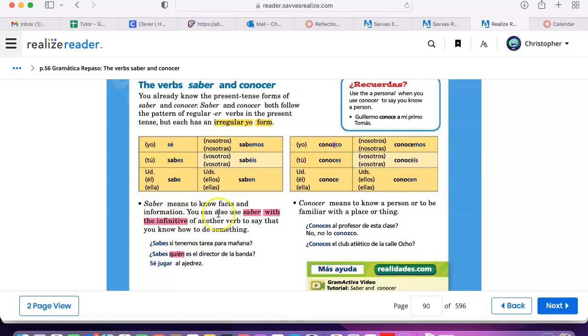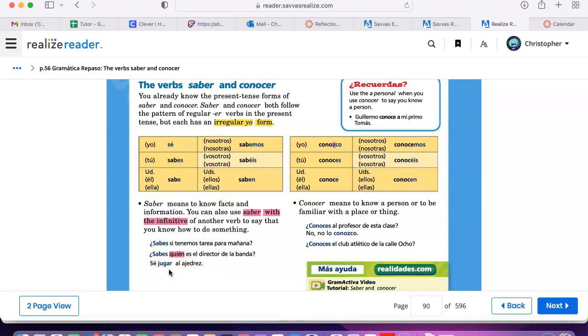So the context clues that we're going to talk about today are verbs in the infinitive, like this last example, sé jugar ajedrez. Saber is always going to be followed by an infinitive when you want to indicate that you know how to do something, right? An action or a verb.